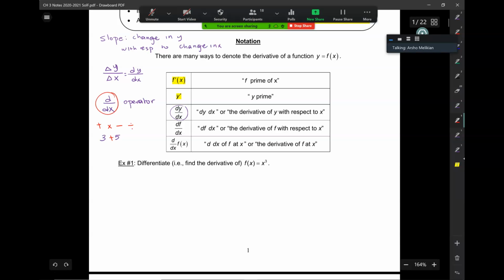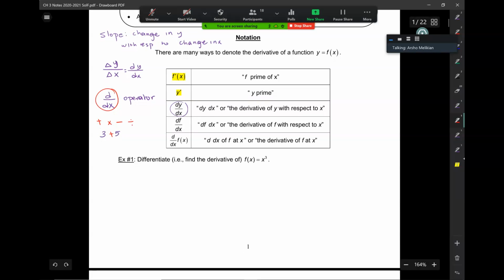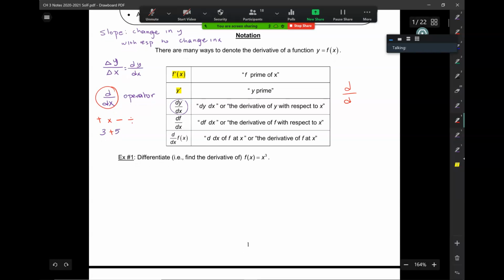So d/dx is also an operator. When I take d/dx and put it in front of some other quantity like f, I know that I'm being told to find the derivative of f. Do you see that? So d/dx is an operator together. So in that sense, I can write df/dx, meaning the derivative of f with respect to x. And then I can also write d/dx of f of x. And again, that operator next to f of x says to find the derivative.